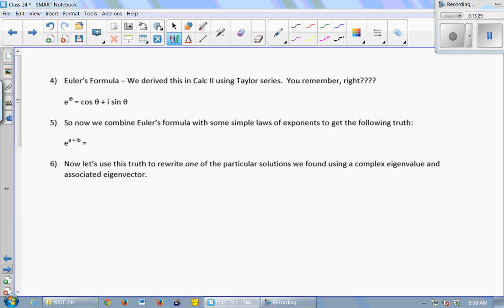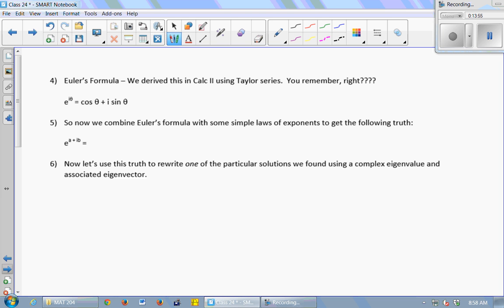e to the i theta can be simplified: cosine theta plus i sine theta. We proved that in Calc 2 using Taylor series. You remember, right? Yeah, good. Okay, so now I'm going to combine Euler's formula with just some simple laws of exponents, and we're going to come up with a rule of how to simplify e to a complex number a plus bi.